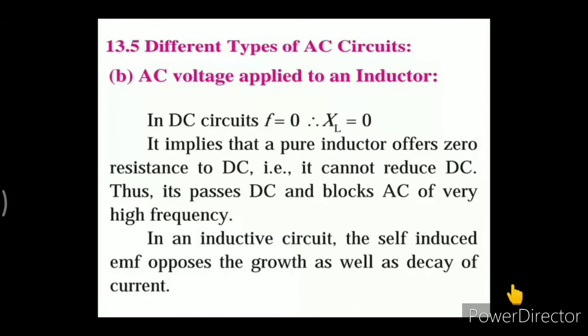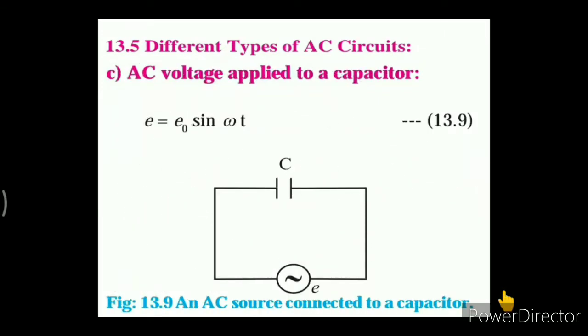Now let's proceed in the chapter where we will study the opposition offered by a pure capacitor to the flow of AC current when alternating EMF is applied across it. The next topic is AC voltage applied to a capacitor. Now let's consider an alternating EMF E equal to E0 sin omega t applied across a capacitor of capacitance C, as shown in this figure.